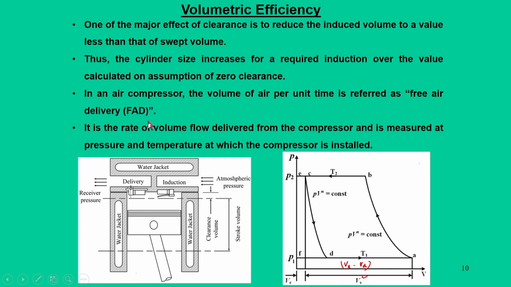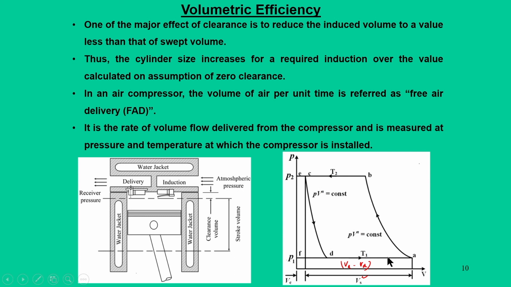Another important aspect is that we frequently use the term FAD. So, what is called free air delivery? For an air compressor, it is the volume of air per unit time, that we call FAD for a compressor. So, it is the rate of the volume delivered from the compressor, and it is measured at the pressure and temperature at which the compressor is installed. What happens is that when the compressor is placed in atmospheric conditions, atmospheric air enters.